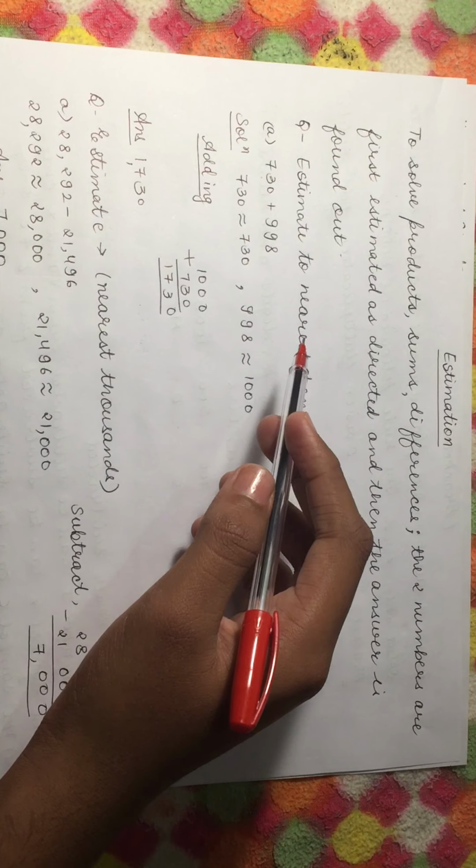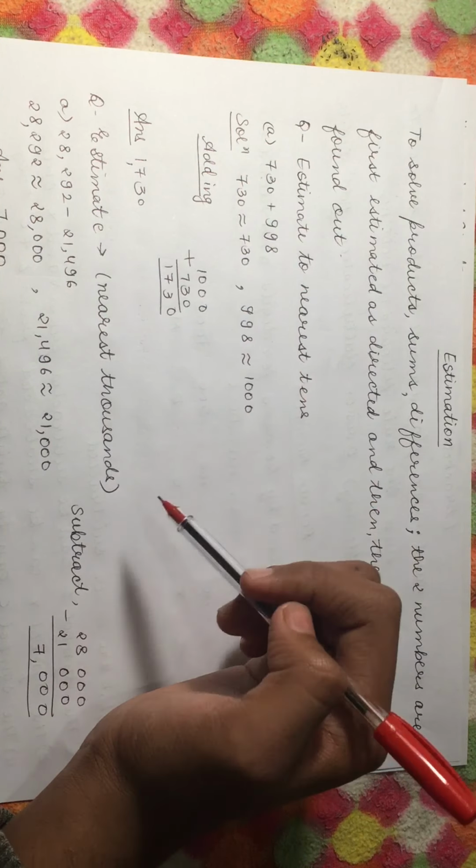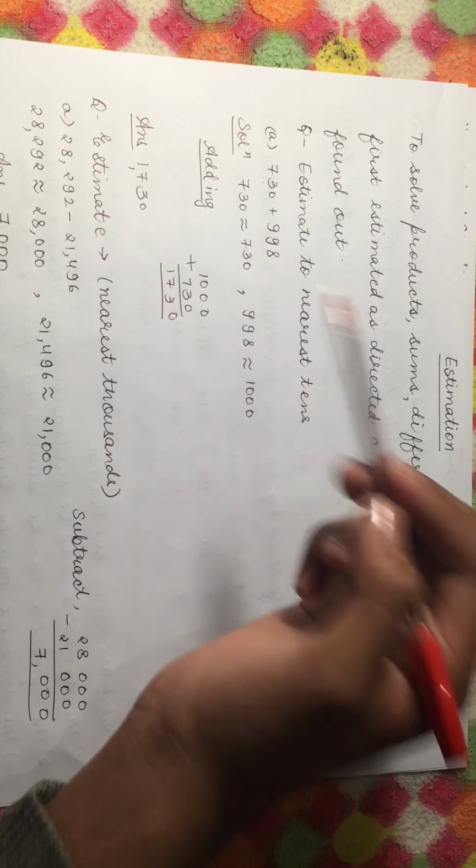For example, you are given a question: estimate to the nearest tens. These are the two numbers, you have to add them, but first you have to estimate them to the nearest tens. I have already told you the estimation technique. Over here, 730 will be nearly equal to 730 only, because the last digit is 0 itself, and this 998, 8 is near to 10, so 1 will be carried over here, so it will be 1000. Now we have to add this 1000 and 730, so 1730 will be our answer.